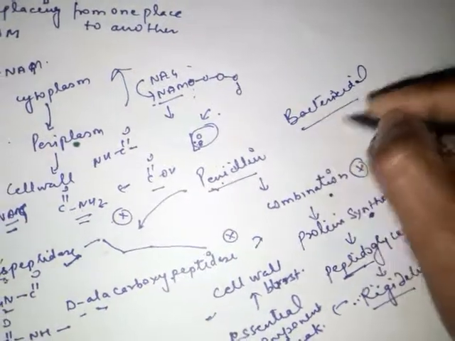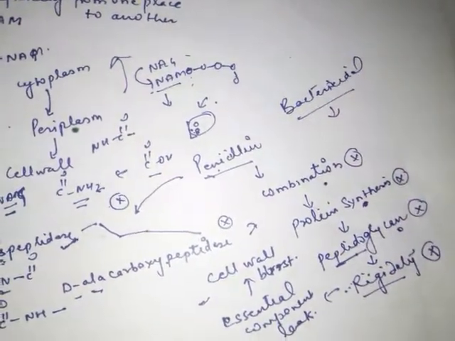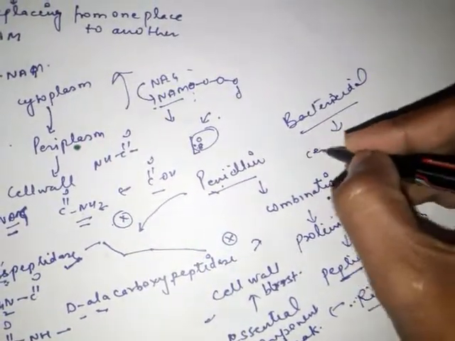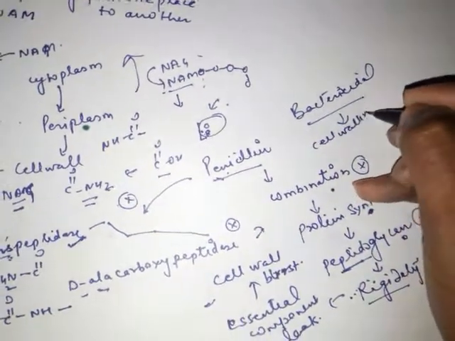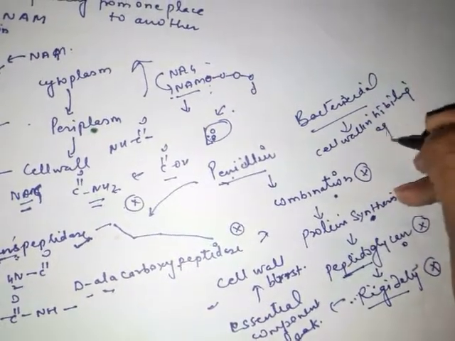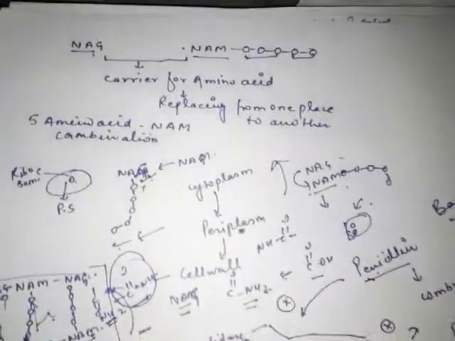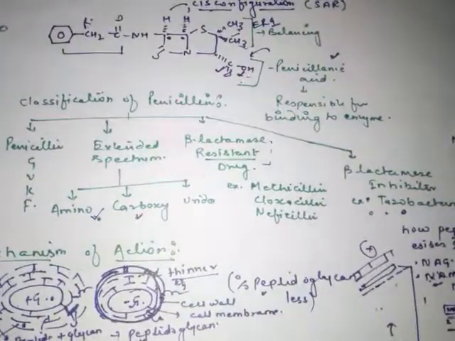Bactericidal agents are those which inhibit cell wall synthesis. So it is also called a cell wall inhibiting agent, or cell wall active agent. So this is the mechanism of action, how penicillin works on the cell wall.